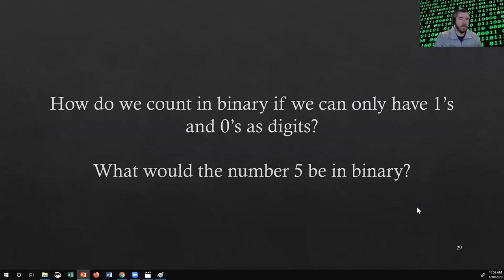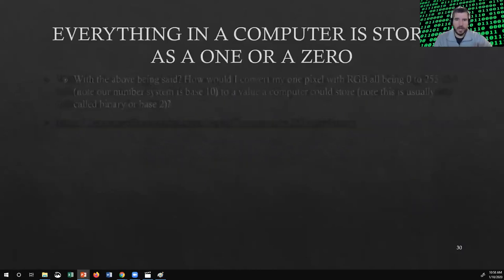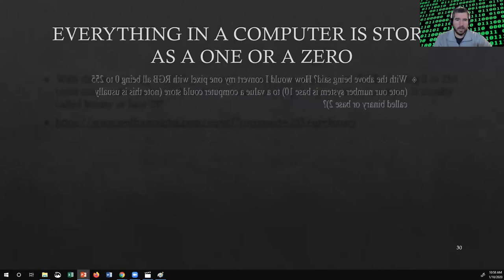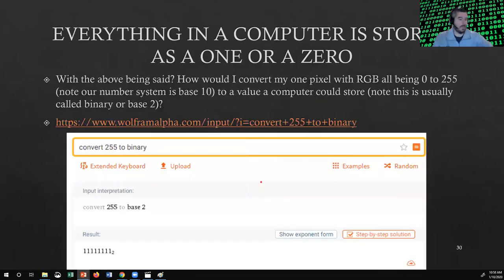Okay, so again, there's an easy way to figure out what numbers are in binary. I'm not going to make you do it by hand, which is a pain. There's a website called Wolfram Alpha that can convert any number to binary. Wolfram Alpha is what they call a computational search engine. I highly recommend you look at it for anything you want to know about data or computation. It can solve calculus problems, it can solve simple math problems, it can tell you the population. It can compare two cities for their population and their crime rate and all that kind of stuff. It's a really, really cool tool.